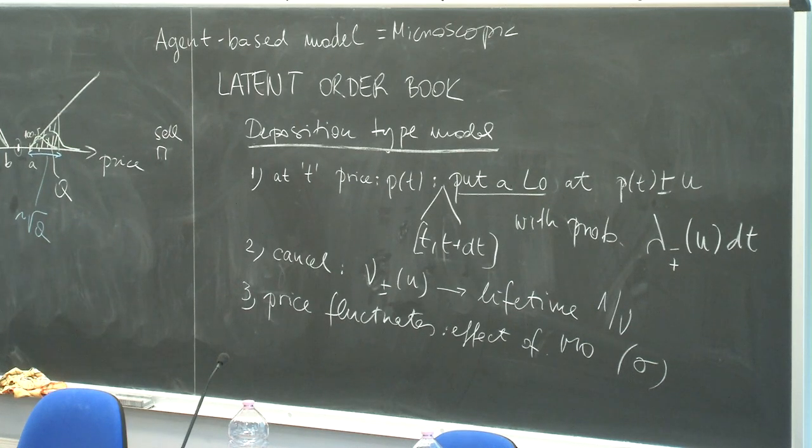So what does this mean? In physics language, there are some particles falling, which have a finite lifetime, but they stay there. So there is some medium in which there is a price which fluctuates, which moves.